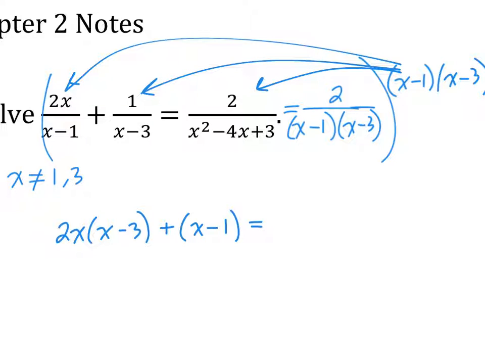And then in the last term, everything cancels, so you only have a 2. All right, so now you need to go ahead and solve it. Make sure that your answer is not 1 or 3. If it is, then it won't work. You have to not include it in your solution. Okay, let me know when you're done.